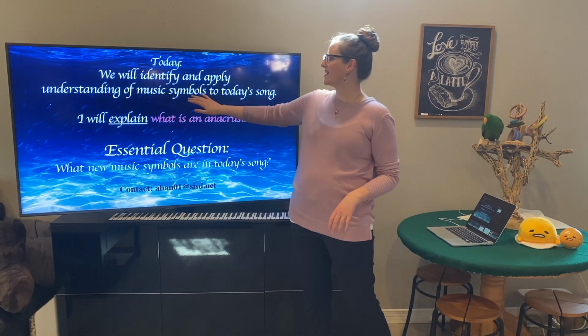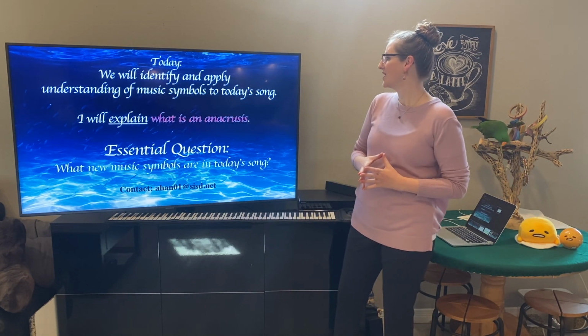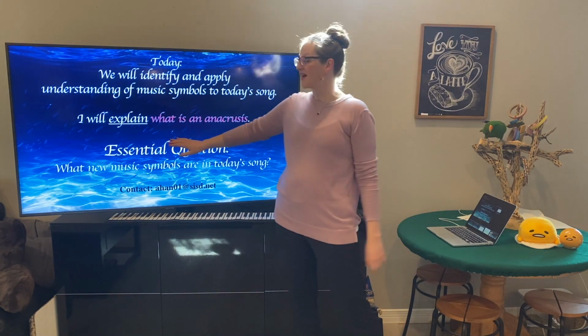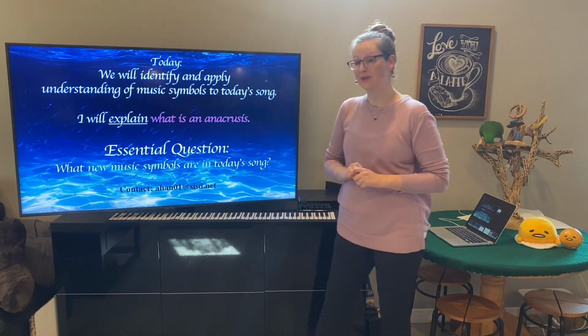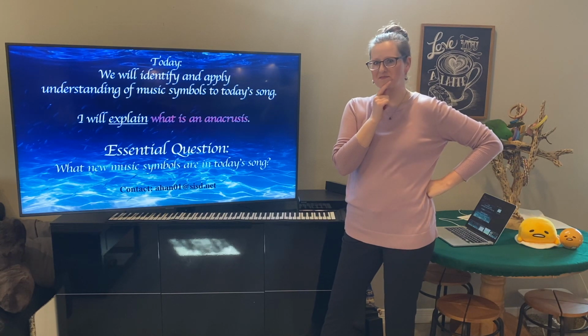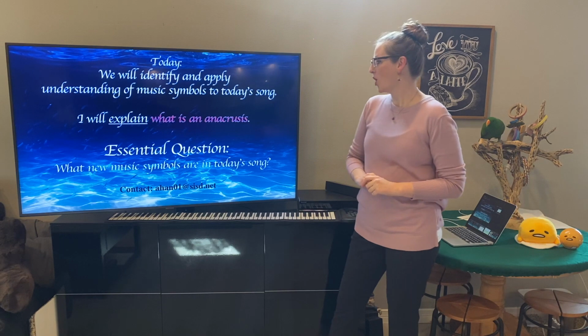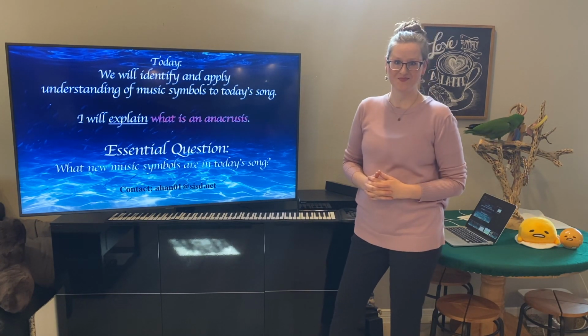Today, we will identify and apply understanding of music symbols in today's song. And there are a few new ones. By the end of this lesson, you will be able to explain what is an anacrusis. Pretty cool stuff. And the essential question is, what new music symbols are in today's song?